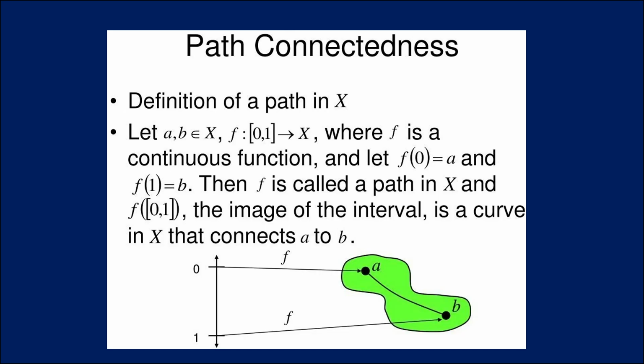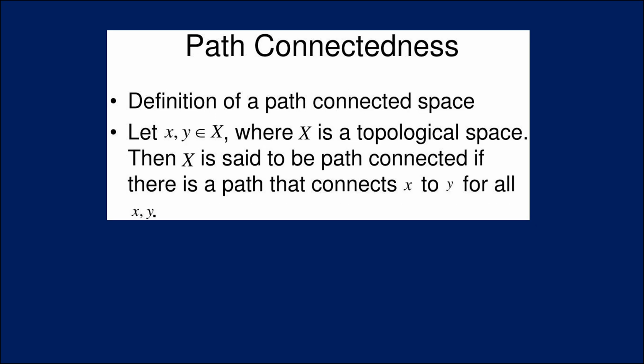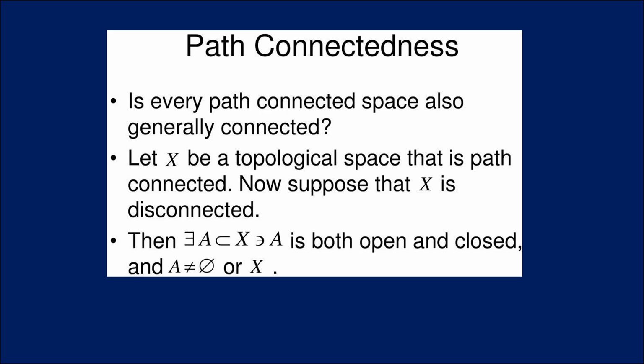Path connectedness. Let A, B belong to X and let F be a mapping from the closed interval [0, 1] to X, where F is a continuous function, and let F(0) equal A and F(1) equal B. Then F is said to be a path in X, and F([0, 1]), the image of the interval, is a curve in X that connects A to B. Let X, Y belong to X, where X is a topological space. Then X is said to be path connected if there is a path that connects X to Y for all X, Y. These are some of the questions which arise for path connectedness.